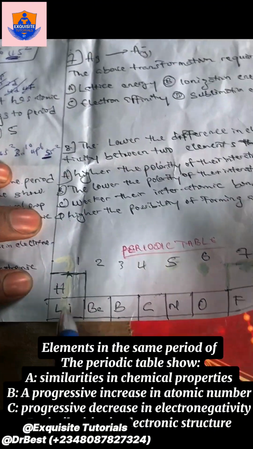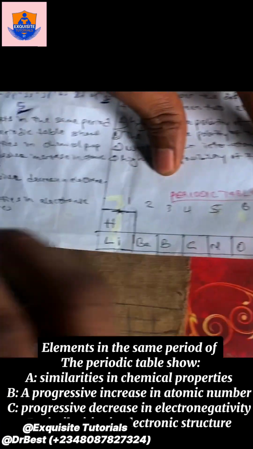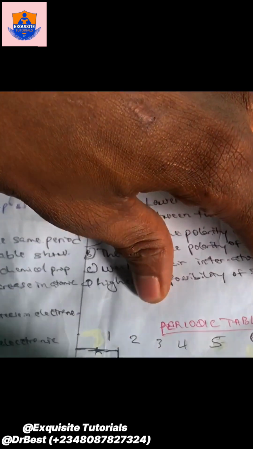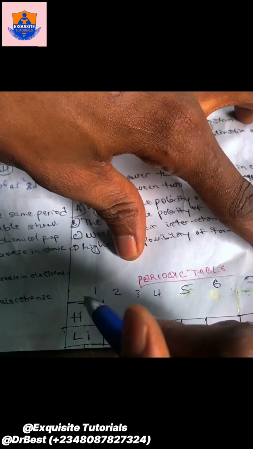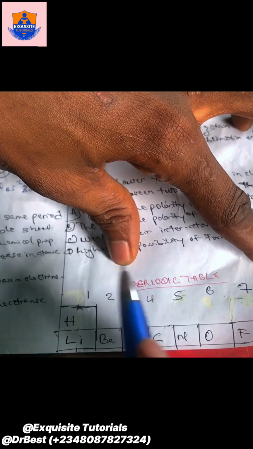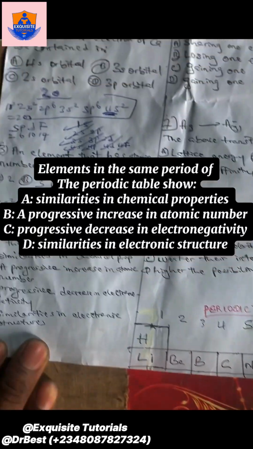Now let's come here and let me explain using the periodic table. These horizontal lines are the periods. Then this is the group. So now this is the period. Now let's go back to the questions.